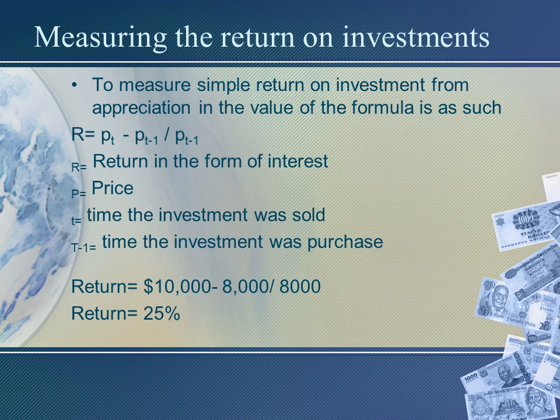So let's say, for instance, you purchased the investment at $8,000 and the price of the investment at the time you sold it was $10,000. So what you're going to do is subtract the $8,000 from the $10,000 to get $2,000, and you're going to divide that by the original price that you bought the investment, which is $8,000. And $2,000 divided by $8,000 is 1/4 or 25%. So your rate of return on that investment is a 25% return.